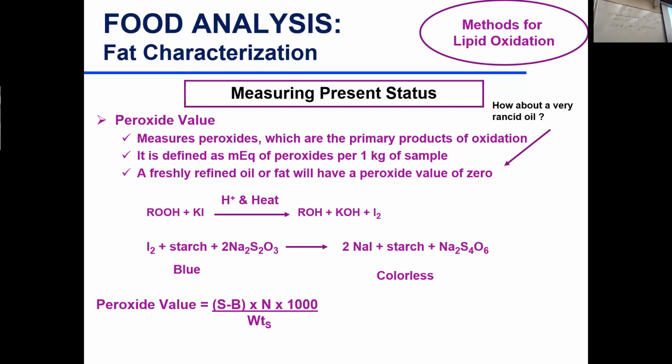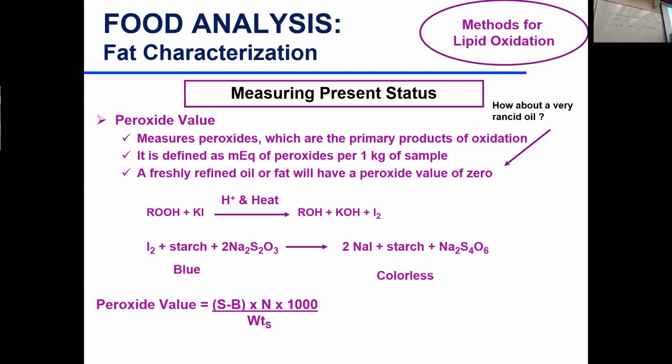And because it's milli-equivalent, we don't correct for milliliter per liter. So you don't see 1,000 here. You divide by the weight. You don't need to convert milliliter per liter. And you multiply by 1,000 because it's 1,000 grams.